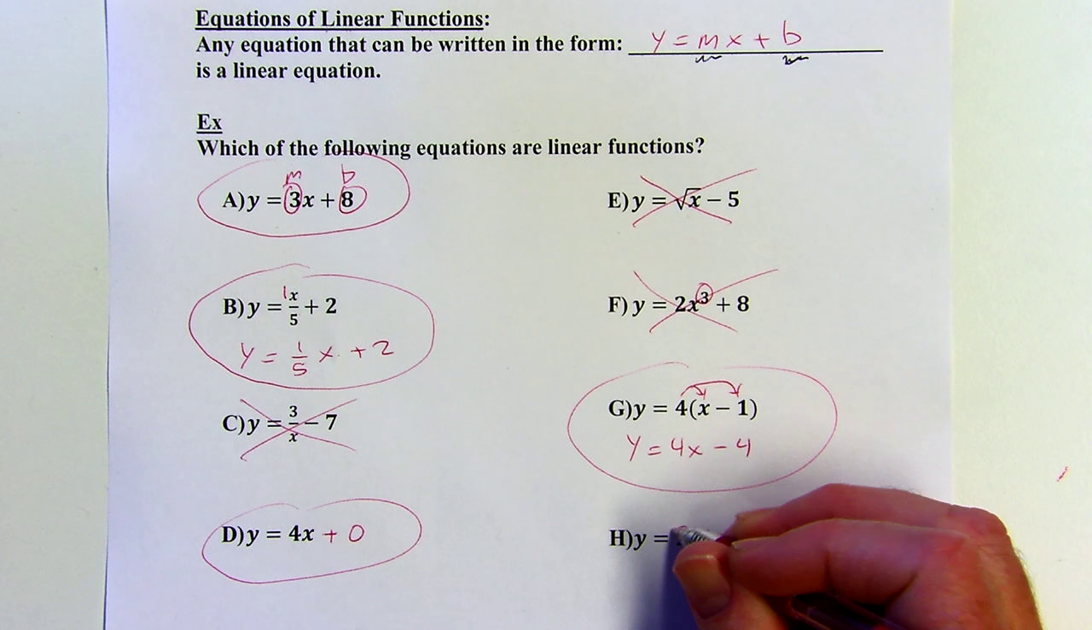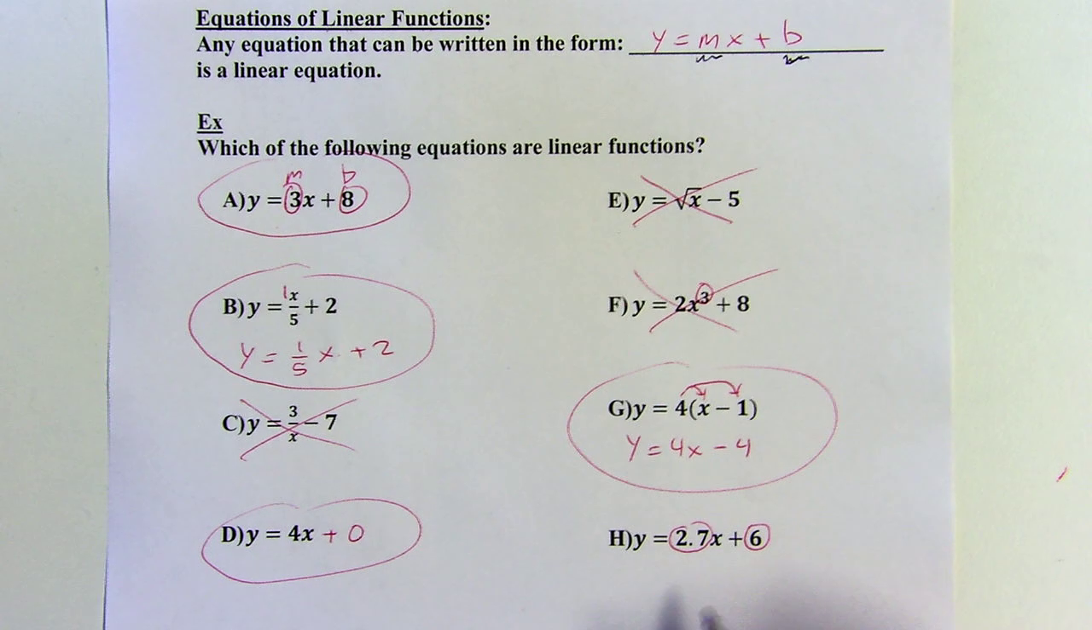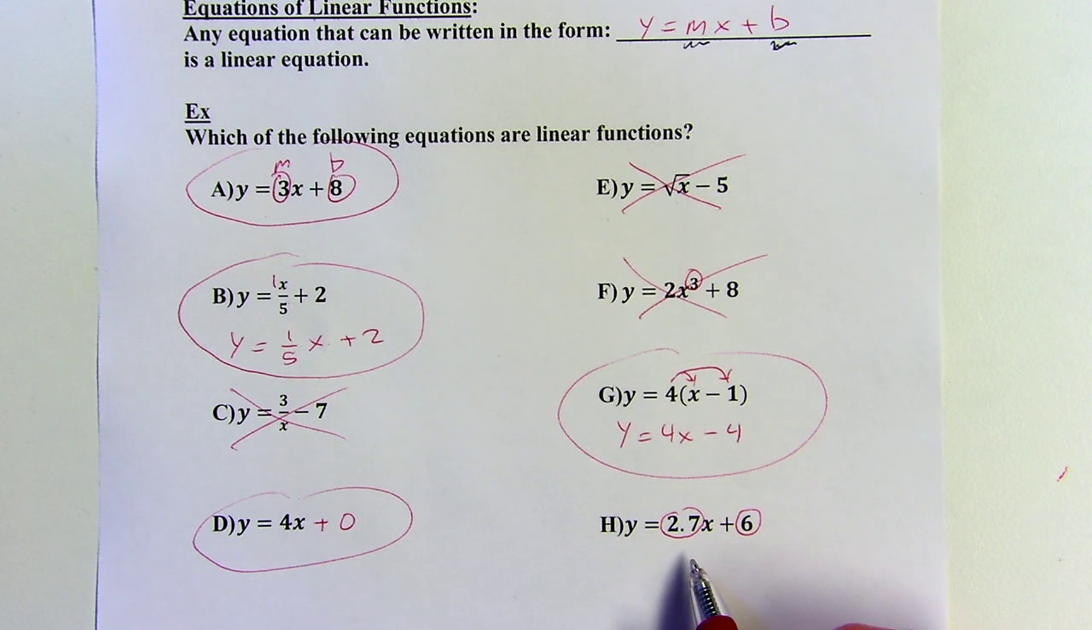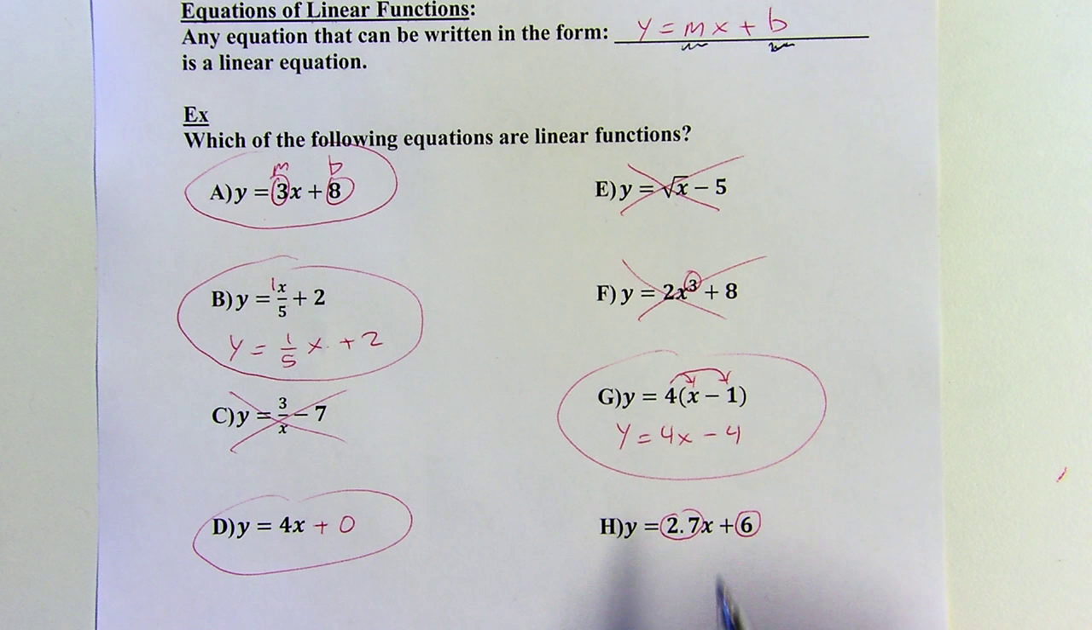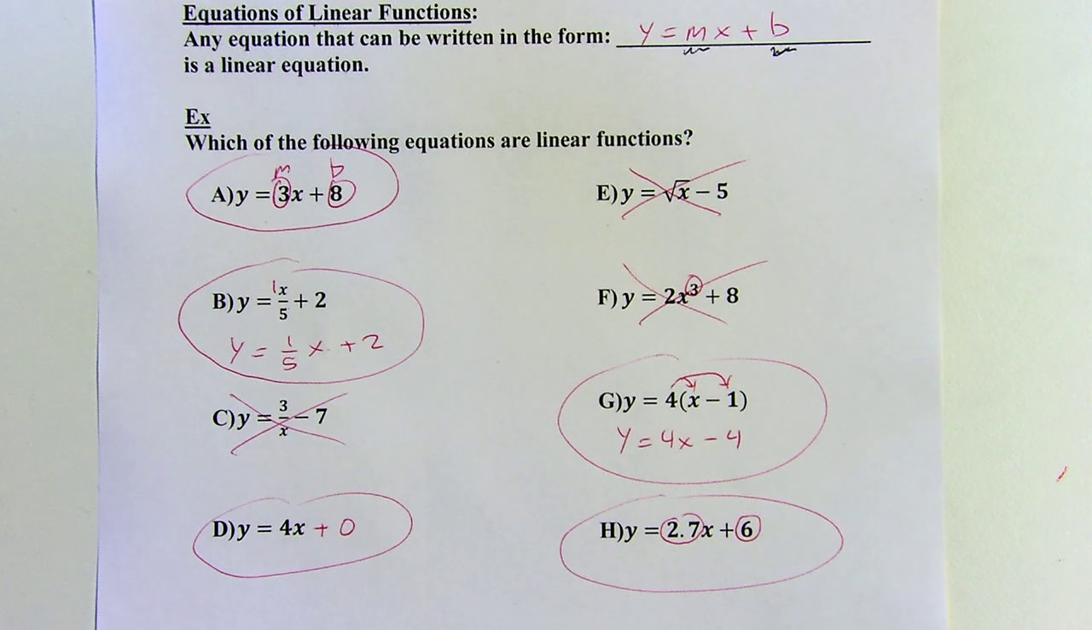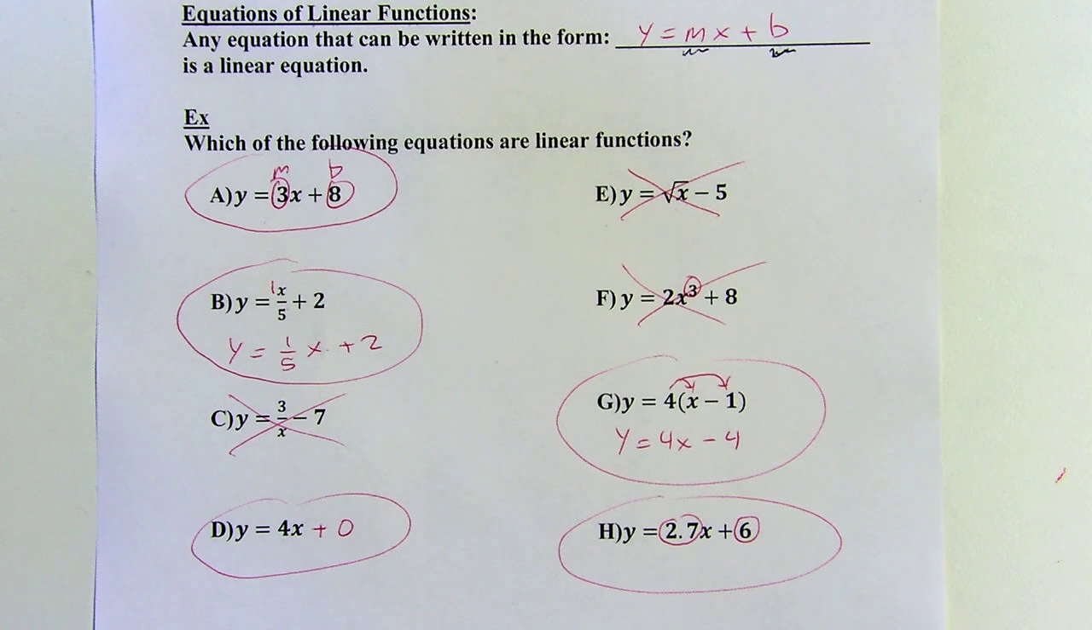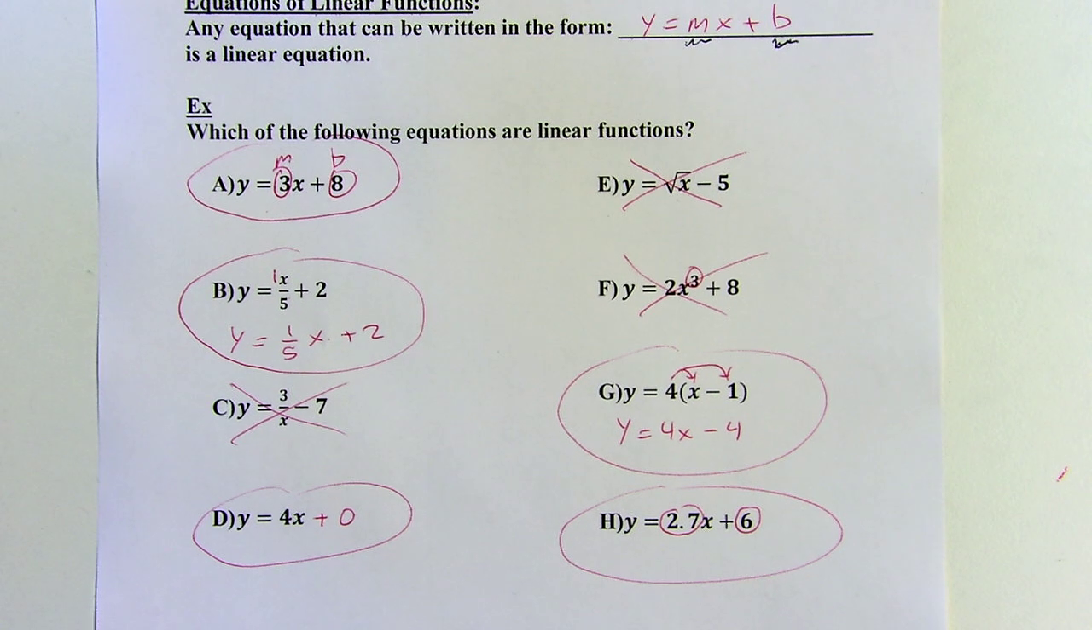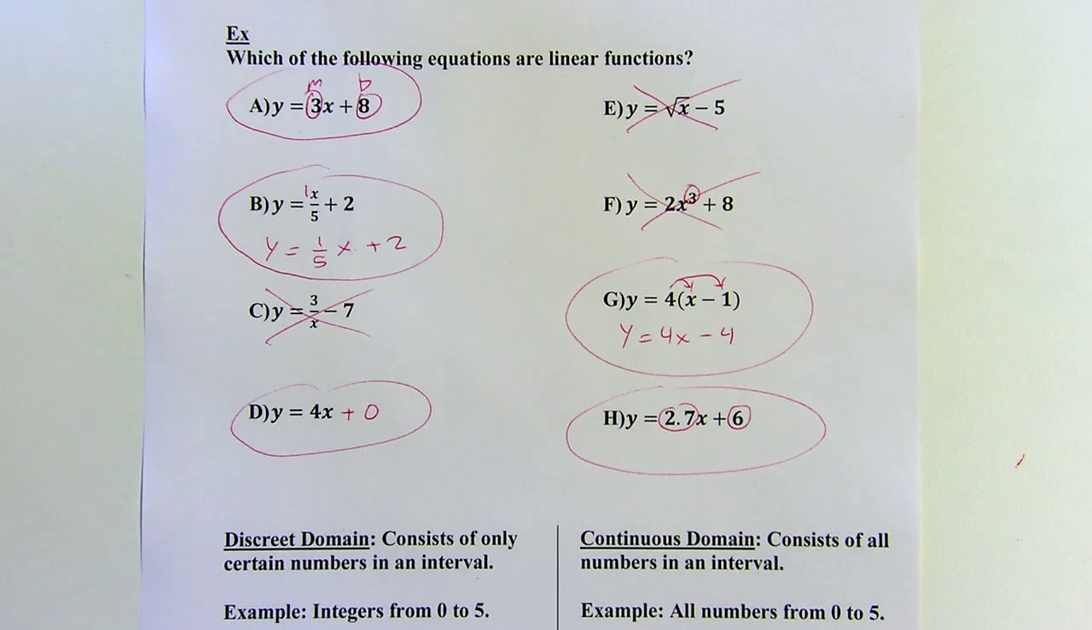And this one, again, I've got something times x plus something else. It doesn't matter if it's a decimal, that's okay. The m can be a decimal or a fraction or whatever, so that one works as well. Okay, so the ones I circled are all linear functions, I should say. Okay, all right.